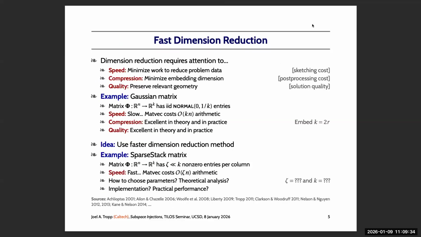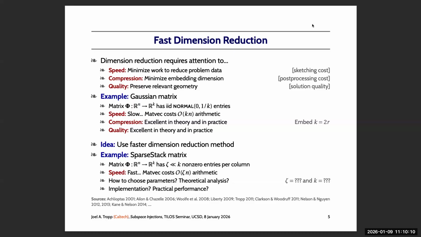Good. So we're going to be interested in faster methods for dimension reduction, because if you use a Gaussian matrix, things are expensive. So when you develop a sketching method for a linear algebra problem, you need to attend to three things. First of all, you need to construct a dimension reduction map, this Φ, which you can apply efficiently, because you don't want to do a lot of work to make the problem smaller. Because if it's expensive to reduce the size of the problem, you might have just solved the original problem to begin with. So that controls the sketching cost.